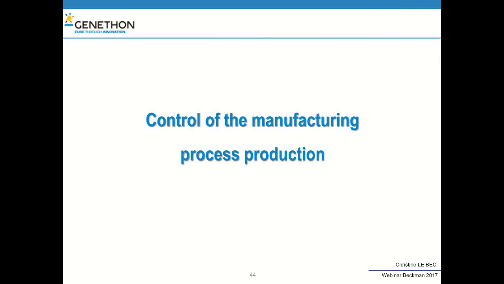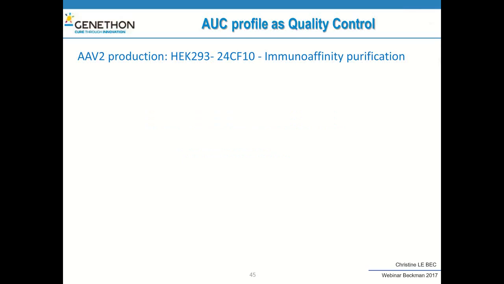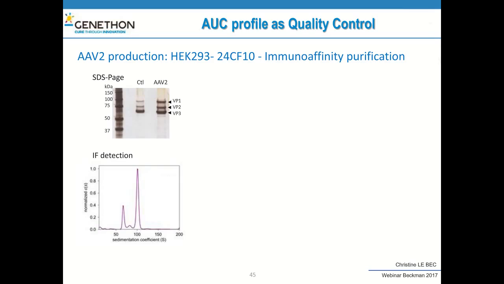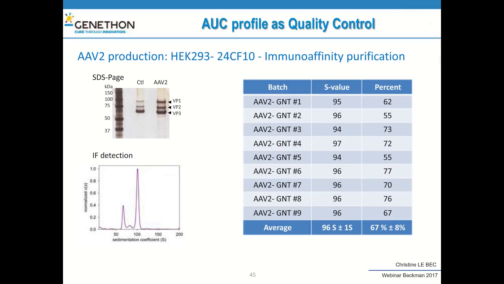In the last slide, I would like to show you the control. We use this technique just to control the manufacturing process productions. And we have a few examples. We made this for some AAV2 productions in adherent cells, human cell line. And on the left panel, you can see the SDS-PAGE, the VP profile, and on the bottom, you can see the AUC profile of one of the batches.